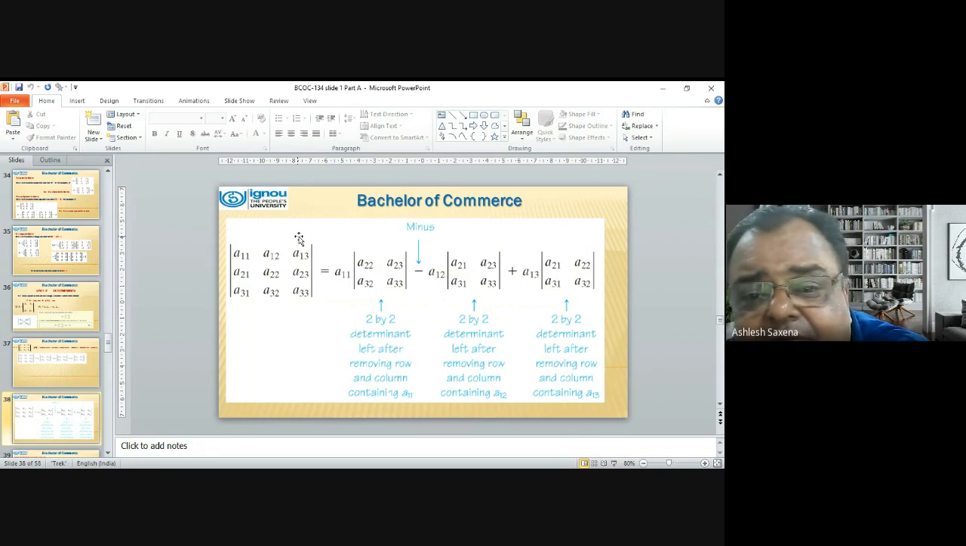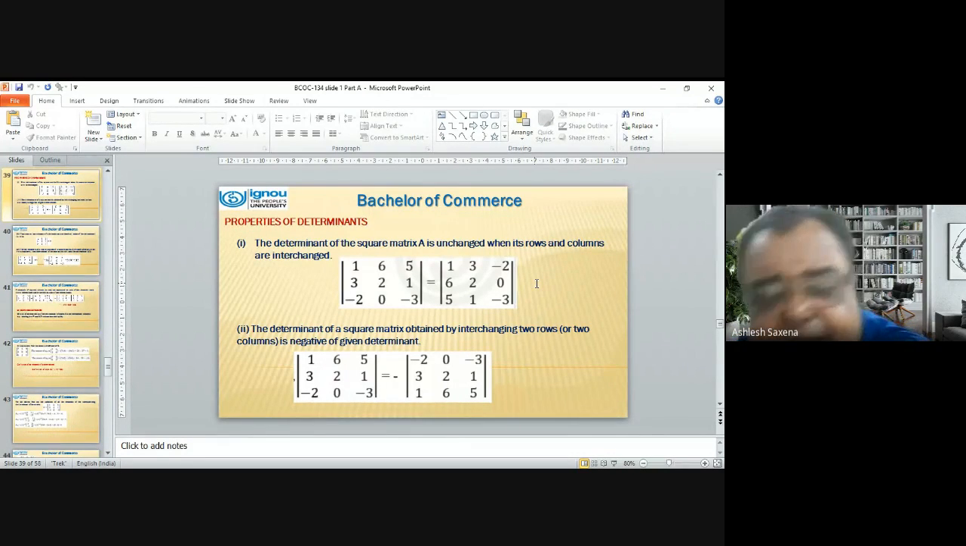We take up a11, remove this and remove this. You are left over with this. Second one, place a minus sign, pick this over here, remove this, remove this. You are left with this and this, this and this. Third one, pick this, add a plus sign. Remove this, you will be left with this. Now we will see with a problem how it is performed.